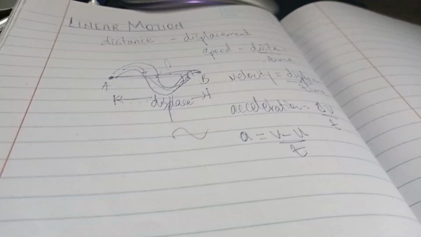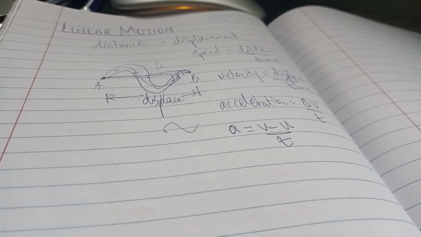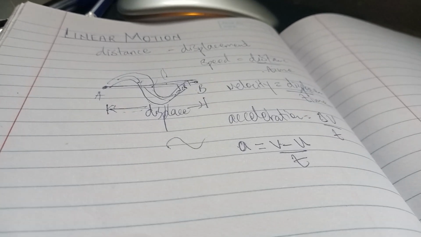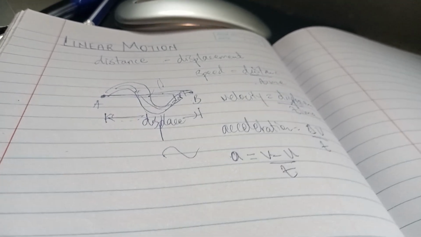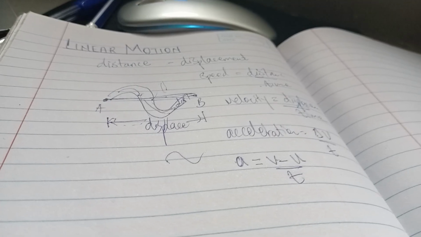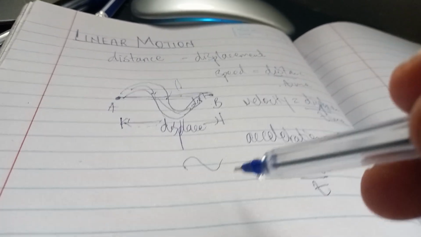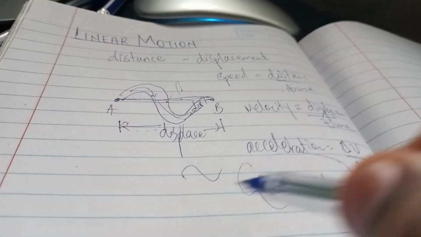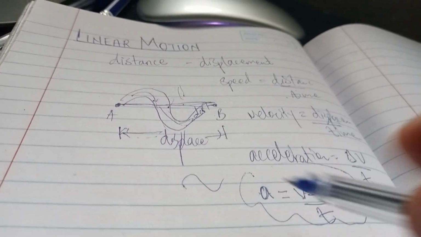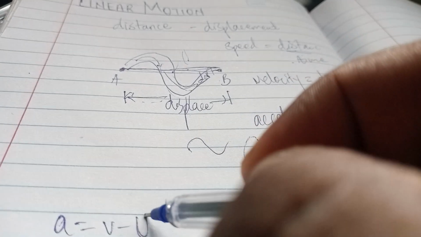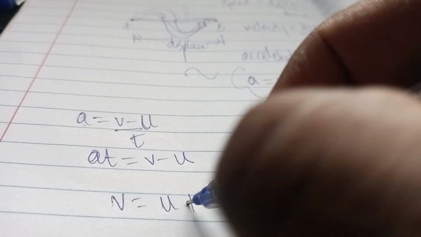Now, knowing those key terms or definitions, let's get to the formulas of this linear motion. The first formula is this one, which we already have. We normally express it in terms of v. So we have a equals v minus u over t. Multiplying by t, at equals v minus u, so v equals u plus at.